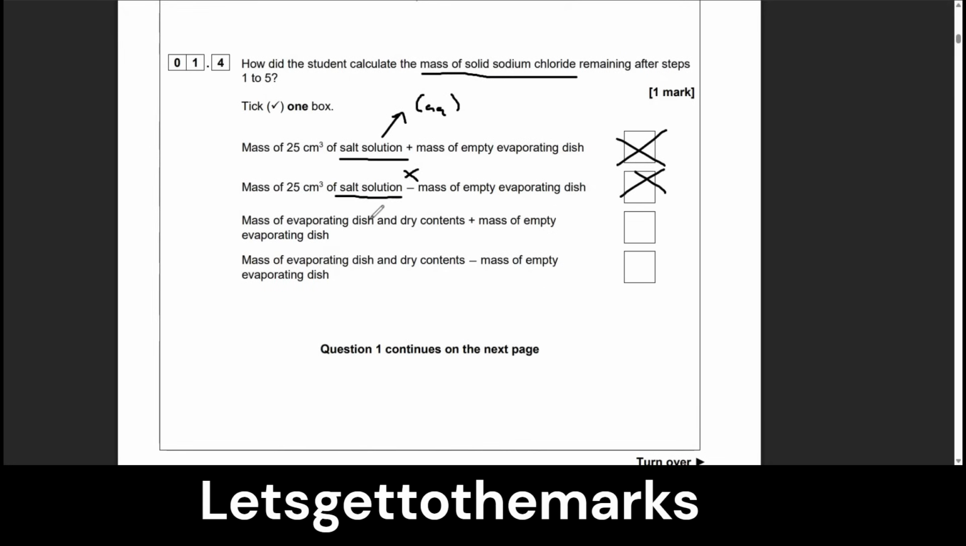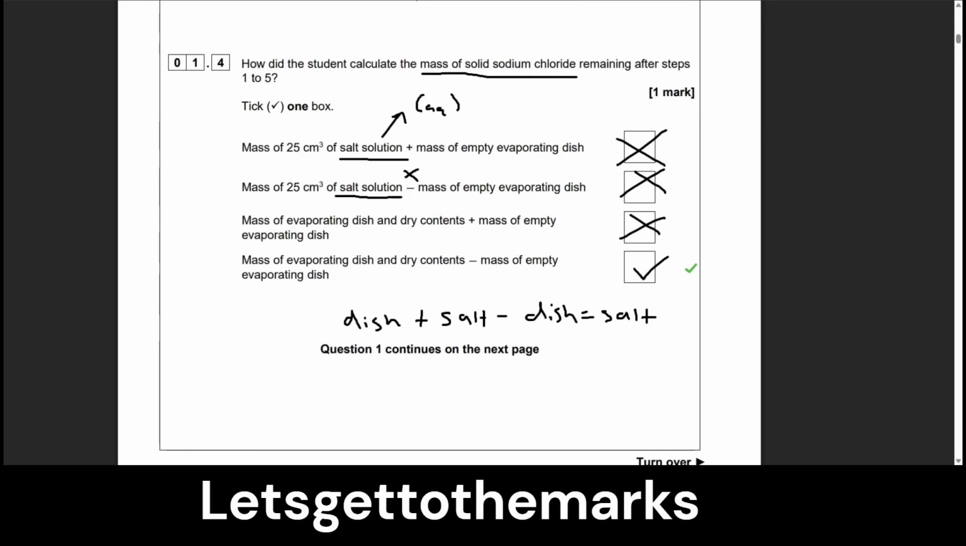The mass of the evaporating dish and the dry contents, which would be the salt, plus the mass of the empty evaporating dish. That sounds a bit dodgy, doesn't it? Like if you wanted to know the mass of the salt, why would you include the mass of the evaporating dish? The evaporating dish isn't made of salt. So this one is going to make sense. The mass of the evaporating dish and the dry contents, so the dish and the salt, take away the mass of the evaporating dish. So essentially translated, what this means is dish plus salt, take away dish equals salt. And that makes sense. So we're going for that one there.